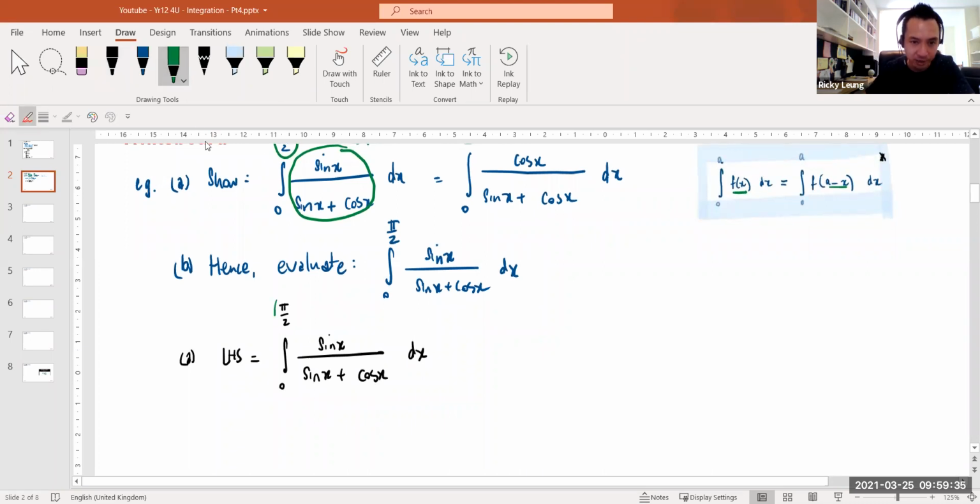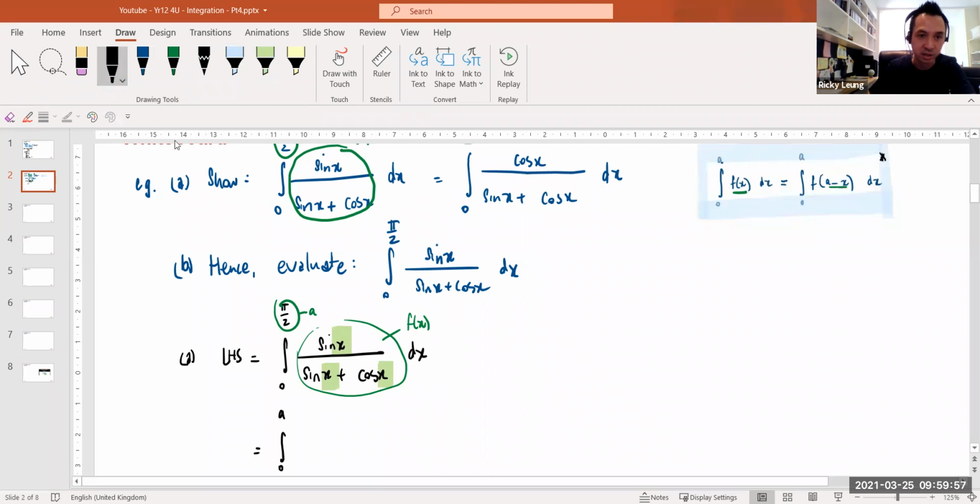Just to be clear, once again, this is a, and this here is f(x). Then I know this is equal to the same limits, as it says here, but f of a minus x. So wherever you see an x, replace it with a minus x, so pi on 2 minus x. That is equivalent to sine, instead of x now, replace that with pi on 2 minus x.